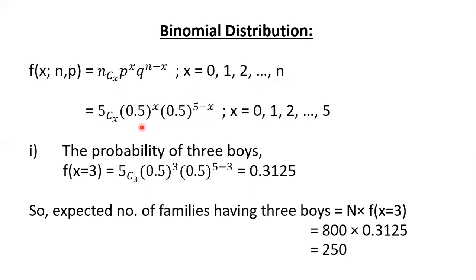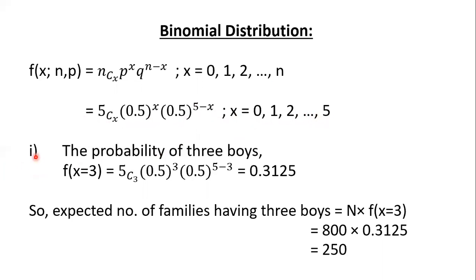Now putting the value of n = 5, the probability of success p = 0.5 and the probability of failure q = 0.5, we get f(x) = 5Cx × (0.5)^x × (0.5)^(5−x), where x = 0, 1, 2, 3, 4, and 5.